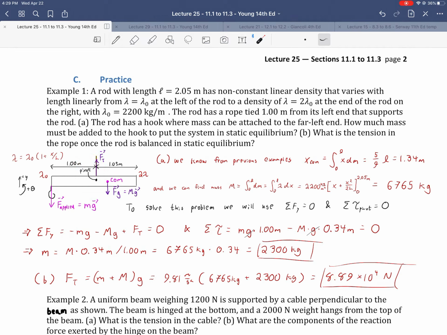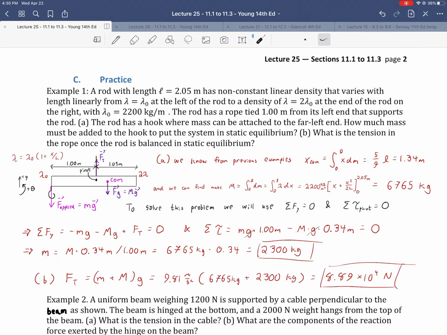Okay, my sum of torques about my chosen pivot, again right there, is just going to be the hook mass times gravity times the distance from the hook mass to the pivot. And you can see here that the moment arm is clearly the full length because everything's perpendicular. And then this is the much shorter moment arm to the mass of the rod and gravity, and then times the length from the pivot to that location, which ends up being 0.34, because 5/9 of 2.05 is 1.34. Oh, okay, 1.34 minus 1 is 0.34, okay?